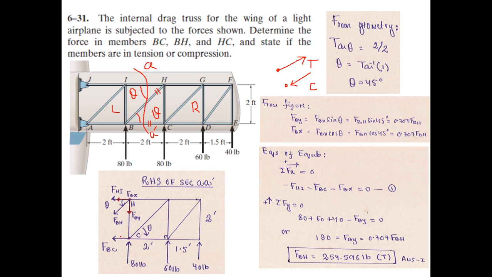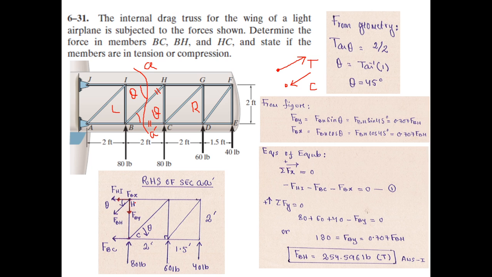So let's now consider the third equation of equilibrium, which is the moment equation, and we are going to sum the moment about this point H. And so you see the force FHI, the force FBH, and this 80-pound force are not going to create any moment about point H, because their line of action is passing through point H. Okay. So when the line of action of a force passes through the point where you are trying to calculate the moment, then those forces will not create any moment about that point, because you cannot really establish a moment arm for these forces, right?